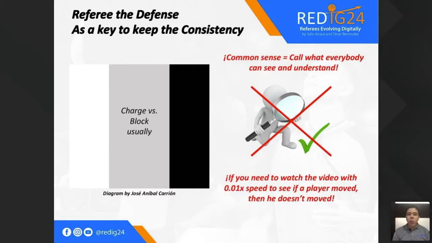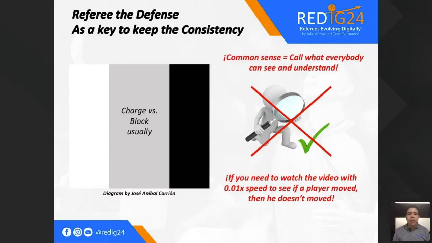And the second quote we have here says, if you need to watch the video at 0.01 speed to see if a player moved, then he didn't move, because that's not what we are looking for. We are not using this loop to watch if we are right. We are calling things that everybody can see on the court, not afterwards on the video in slow motion.